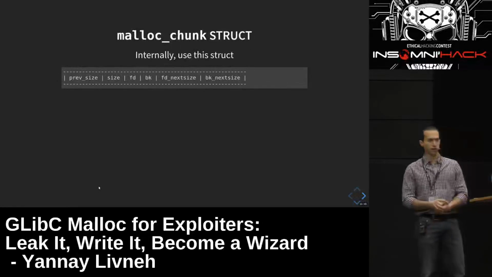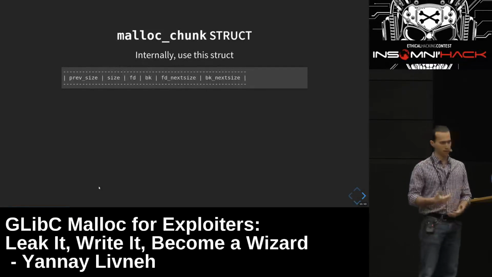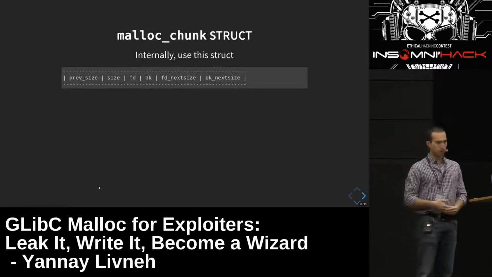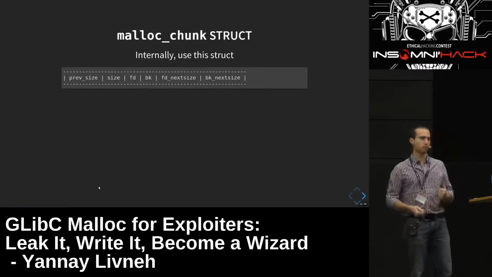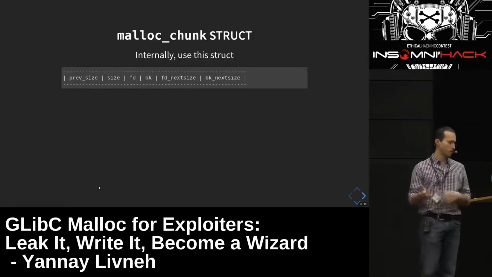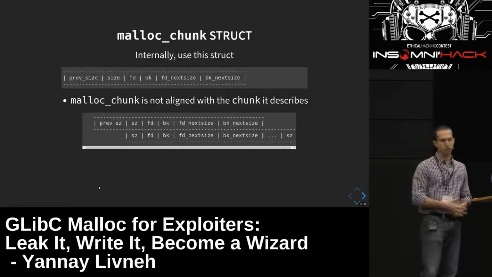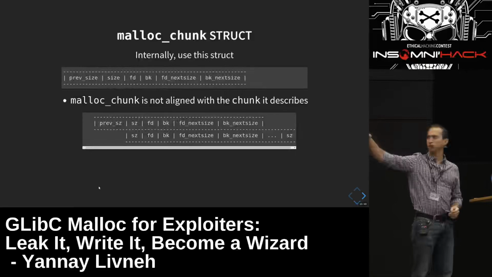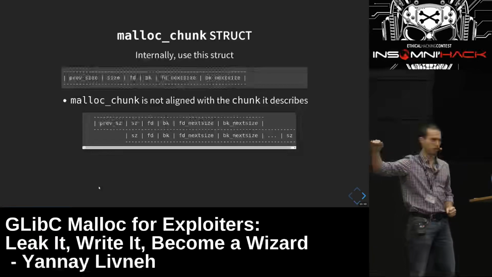So I said that the chunk is a logical structure. Really, in the C code, you would see this struct, the malloc chunk struct, which is quite similar, but not exactly. It starts with the previous size as the size of the previous chunk, and then follows the size of the chunk, the forward, backward pointers, and so forth. You can see it's not aligned with a chunk, but it's almost the same. Here on top, you can see the malloc chunk struct, which has the previous size and size, and in the bottom, you can see the chunk, what we logically call a chunk.